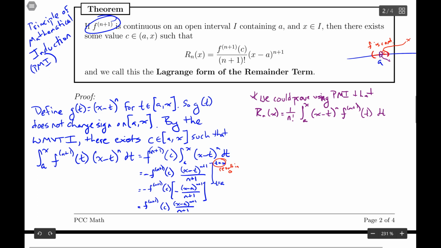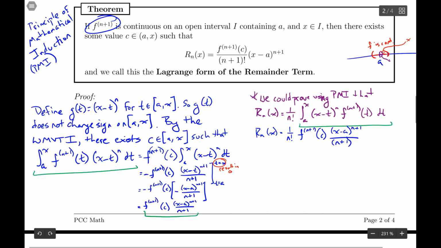Now notice that this integral matches with the integral that we have right here. So we can actually replace this integral with the result that we found there at the bottom. So we can say that the remainder is 1 over n factorial times the n plus first derivative at c times x minus a to the n plus 1 over n plus 1.